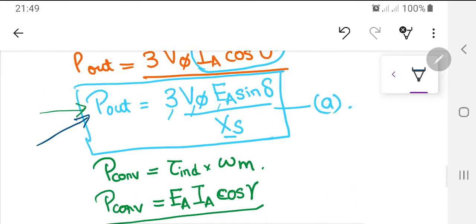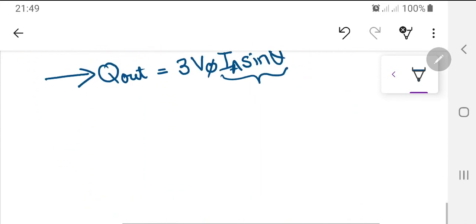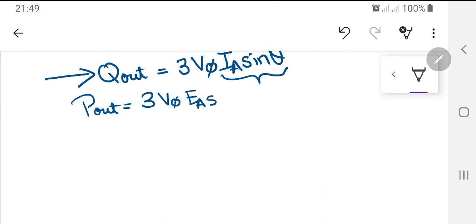So this power out formula is equal to 3 V phase EA sine of delta divided by XS. As you can see, this expression is going to have a maximum value based on sine of delta. Theoretically, if this delta angle goes to 90, then sine of 90 is equal to 1. So if I again write this expression, P out is equal to 3 V phase EA sine of delta divided by XS.